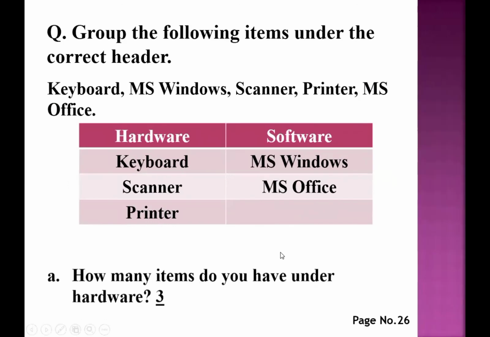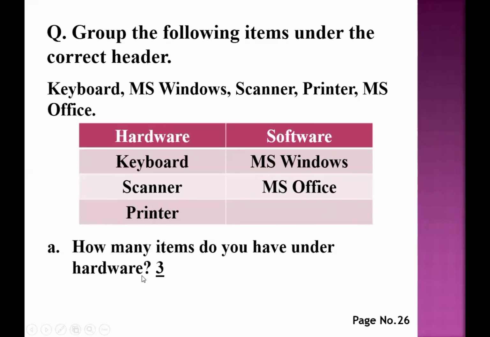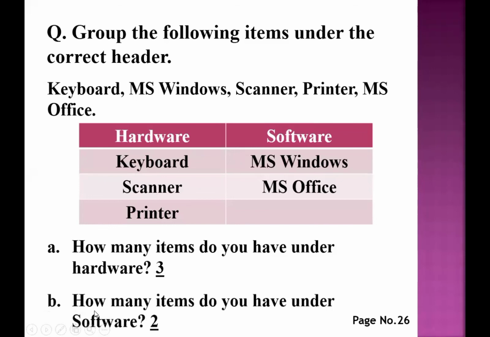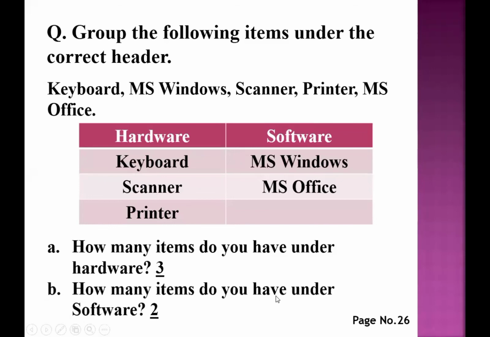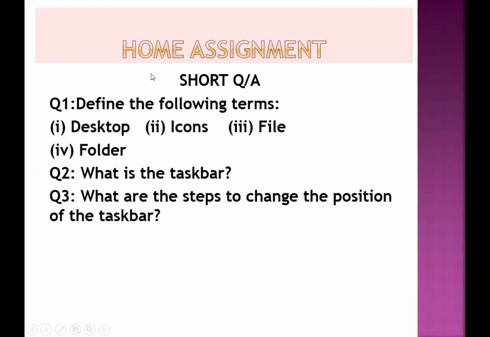Now tell me how many items you have under hardware. Under hardware there are three devices: one, two, three. So we write three here. Number B: how many items do you have under software? There are two software, MS Windows and MS Office.